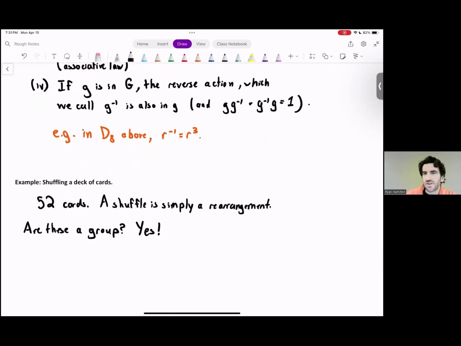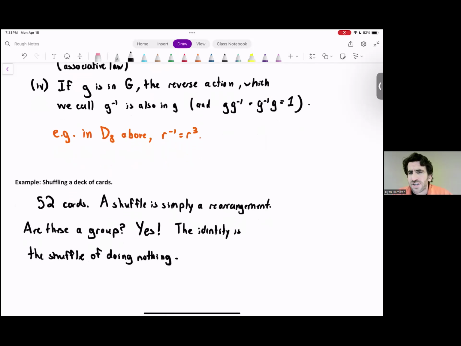So the identity is the shuffle that you get by not moving any cards. So a shuffle of doing nothing. I think you would probably be upset with a blackjack or poker dealer if they gave you a deck of cards and did nothing to it and claimed that it's being shuffled. But that is technically a shuffle. We just don't do anything. And otherwise, you're just mixing up the cards in some pre-described way.